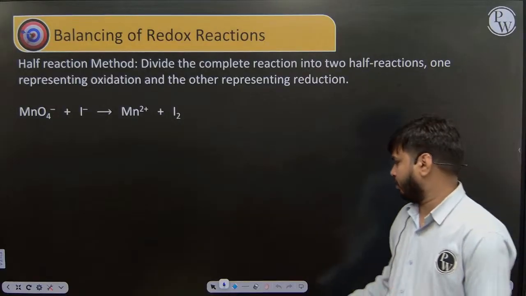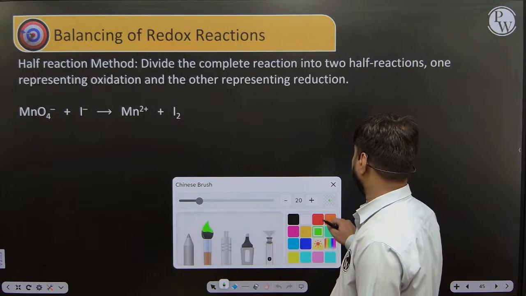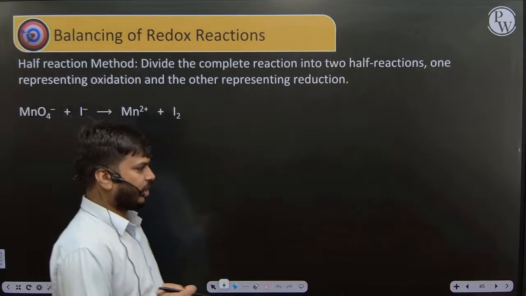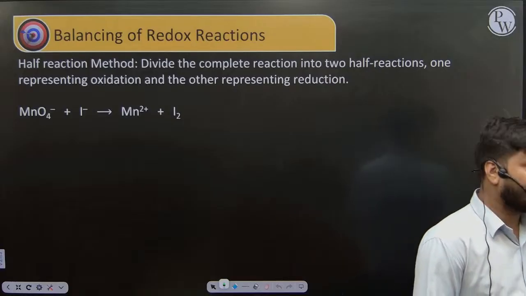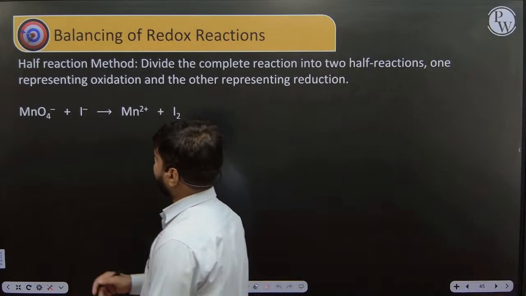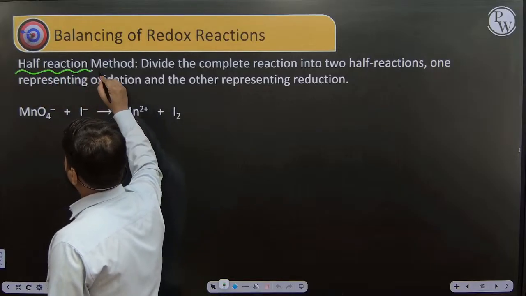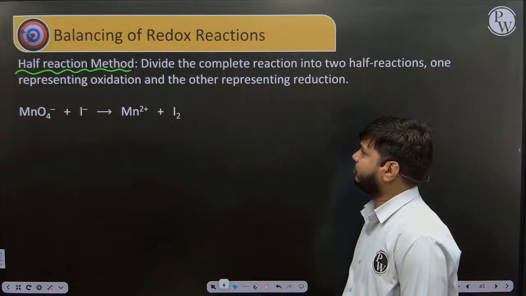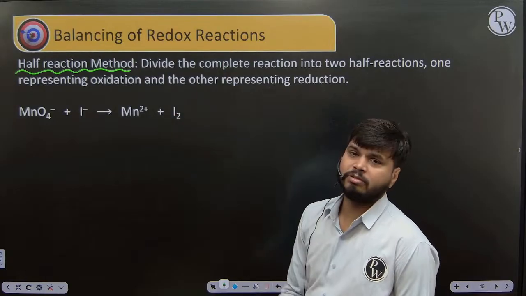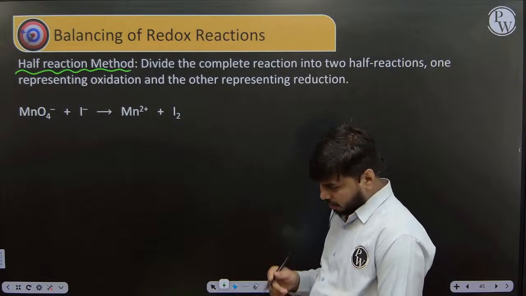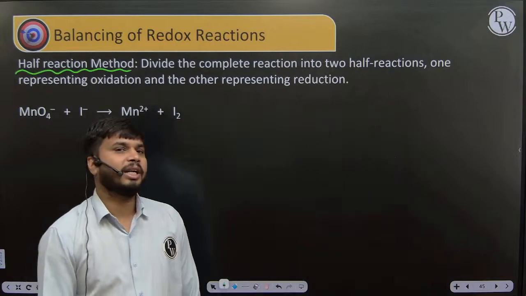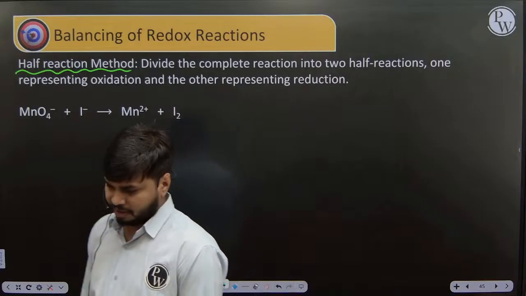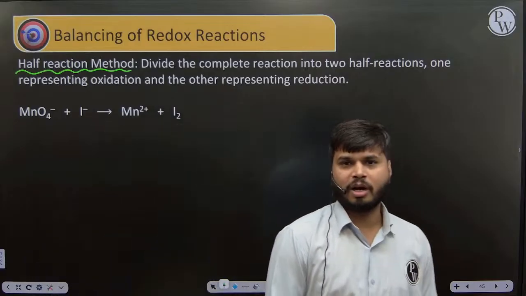The next topic we are going to discuss is balancing of redox reactions. In the balancing, we are going to discuss the half reaction method. Half reaction method, as the name suggests, means we are going to divide the equation into two equal halves. We are going to divide the reaction into two half reactions.